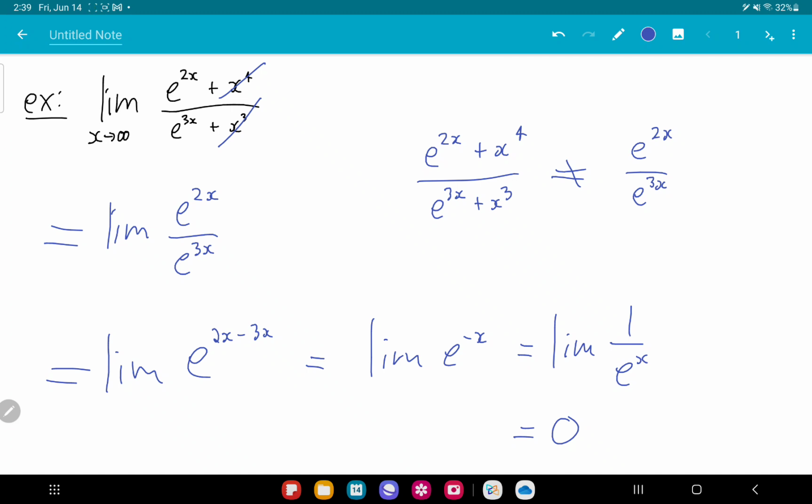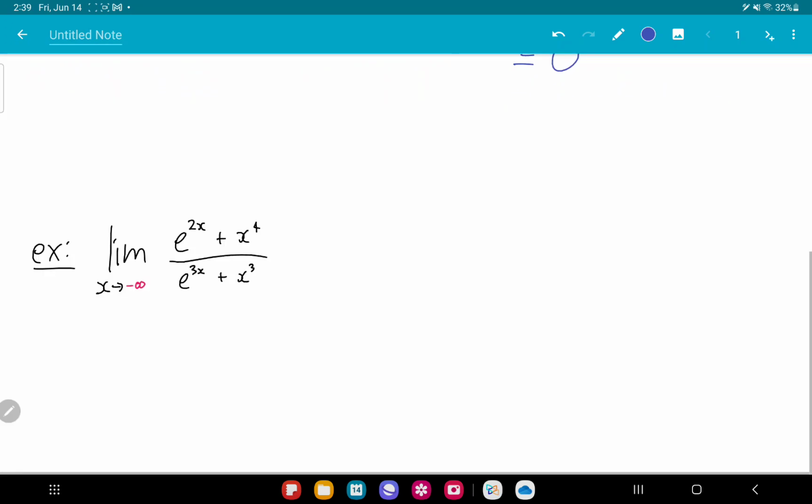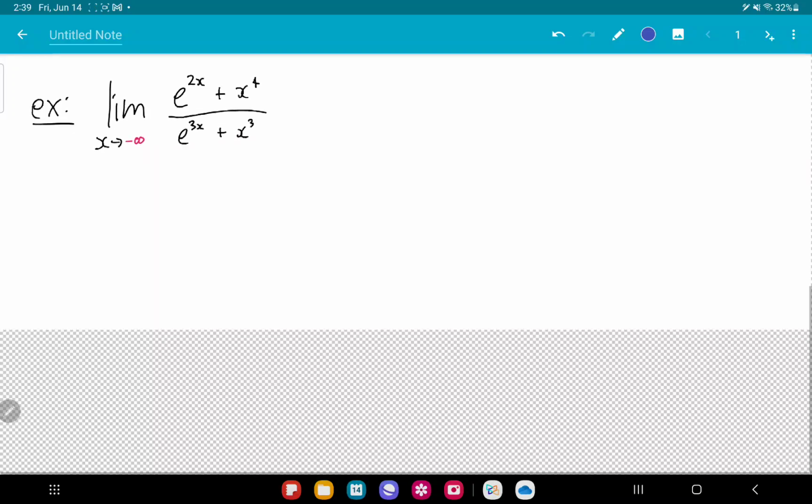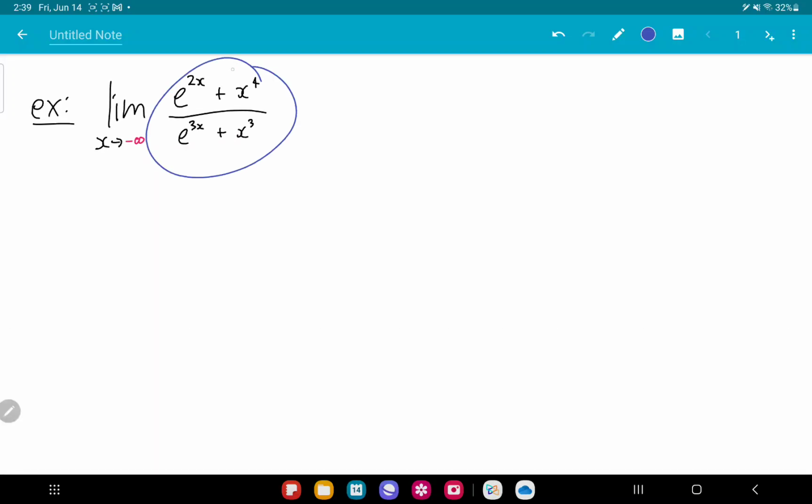Let's do another one, very similar, but a little bit different. Okay, same fraction, but now we have x going to minus infinity. So pause and copy if need be. Now, what's happening now? Well, x is going to negative infinity, so x to the 4 is actually the dominant term on top.